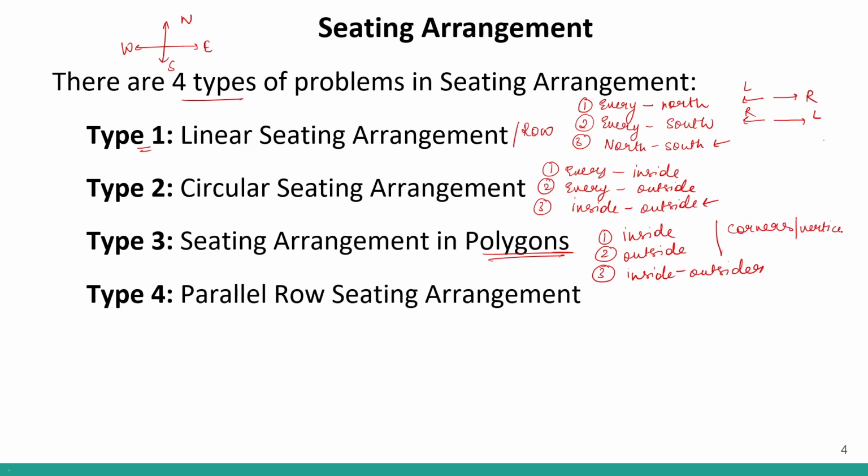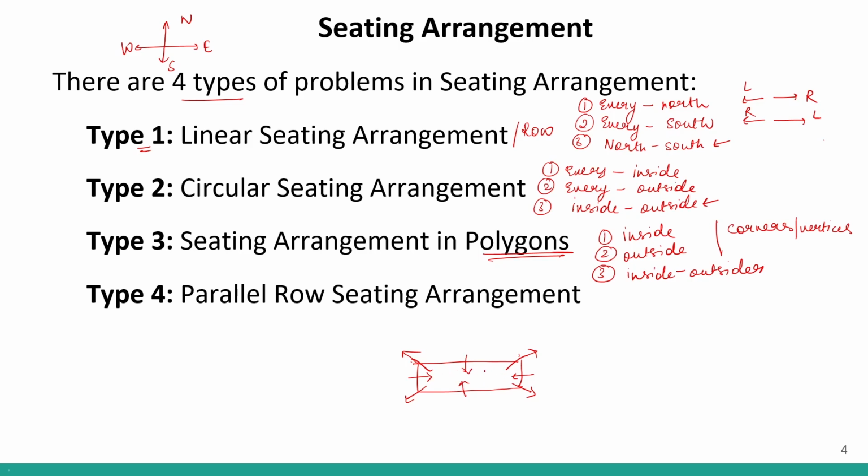What do you mean by that? Let me explain. So let's say this is a rectangle table. What are the possible questions? You can say that 8 people are sitting. So one here, one here, one here, one here, and one at the corner or the vertices. Corner ones are facing outside, let's say, and the edge ones are facing inside. So these kind of questions you get in your seating arrangement in polygons.